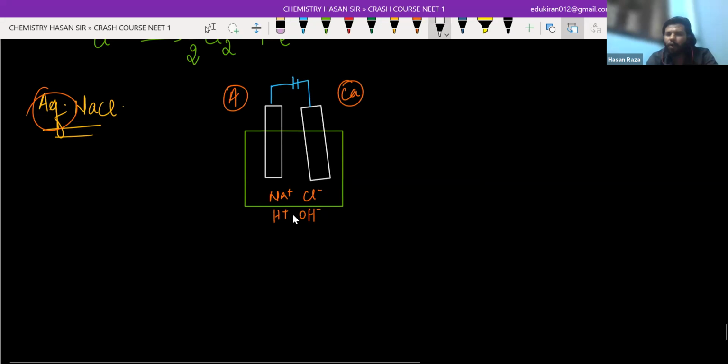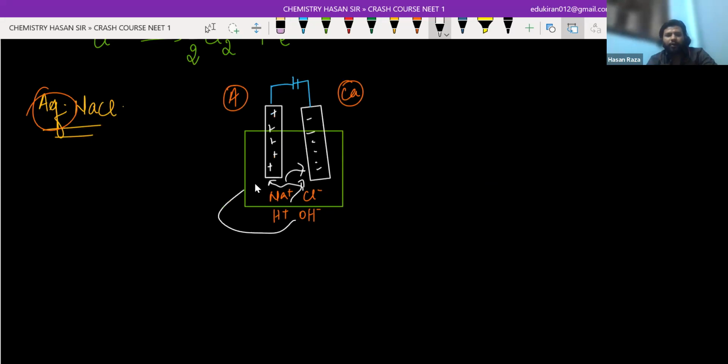Now there are two options for cathode and anode. At the cathode, Na plus can go and H plus can also go. Which one of these will go? And at the anode, Cl minus can also go and OH minus can also go. But which one of them will go? That will be decided by case A, which I am taking for cation.